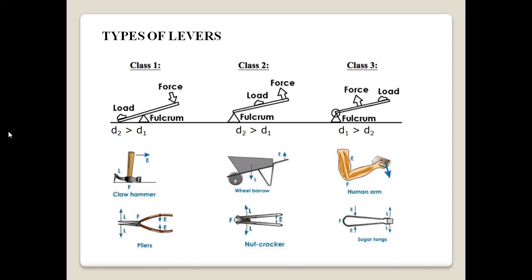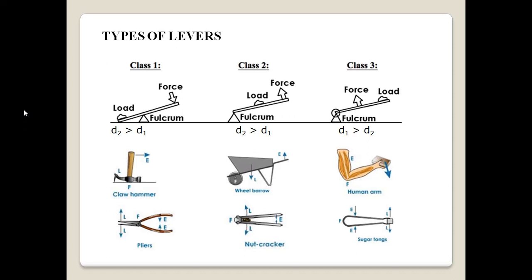Look at the second example, pliers. At the tip, we keep maybe a wire to be cut, or something hard. That is the load. The fulcrum is in the center, and for the effort, we use our force on the handles. So fulcrum in the center, load on the left side, effort on the right side. This is class 1 and mechanical advantage will be high, greater than 1.